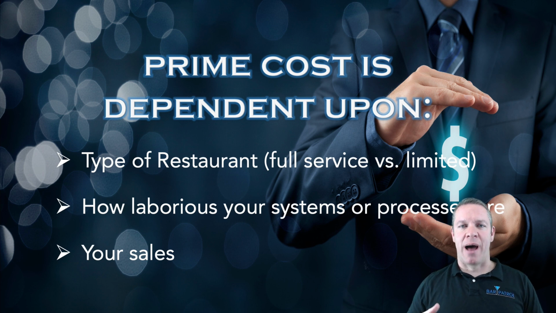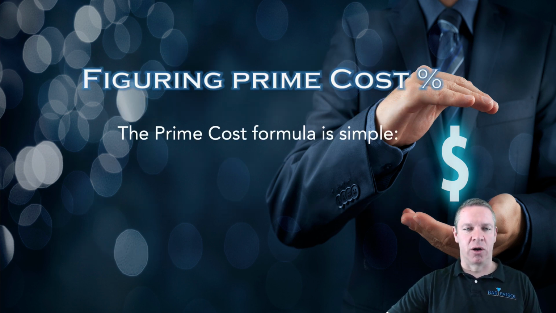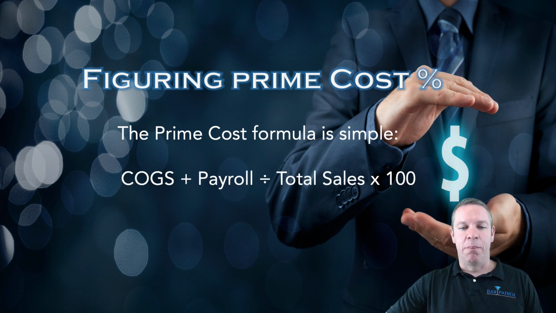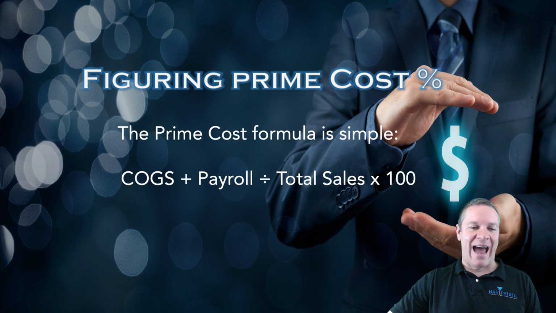So now we've talked about what prime cost is and why it's important. Now let's cover figuring prime cost percentage. Let's go over the math. We talked about it a little bit earlier, but the prime cost formula is pretty simple. It's your COGS plus your payroll, divided by your total sales, and then you multiply it by 100 so you can move the little decimal over and get an actual percentage.